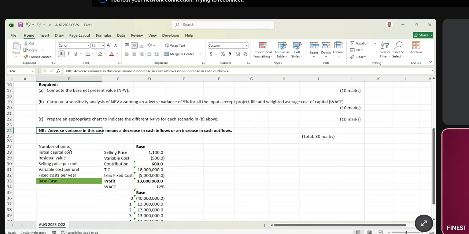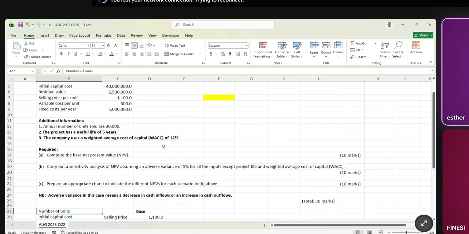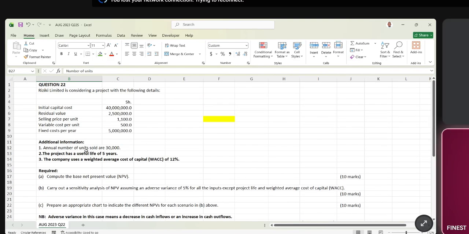Now, when you talk about the number of units, which is 30,000, is it affected upward or downwards? Is it positive or negative? Are these sales or purchases? Annual number of units sold. Surely that's an outflow. It is affected upward, it increases.